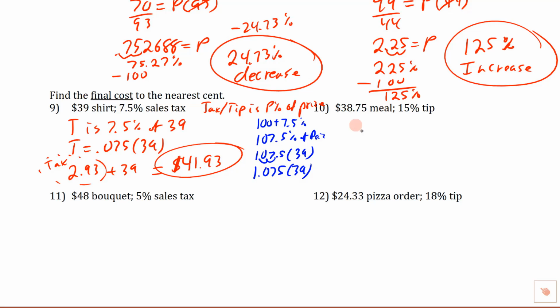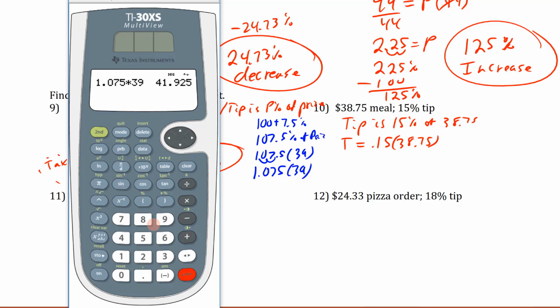So let's take a look here. We're going to leave a tip. Okay, so the tip is 15% of 38.75. So the tip equals 0.15 times 38.75. We'll grab the calculator. So we've got 0.15 times 38.75. Let's see what that tip is. $5.81 and a little bit more. Not enough to bump that up. Okay, so we're going to do $5.81.